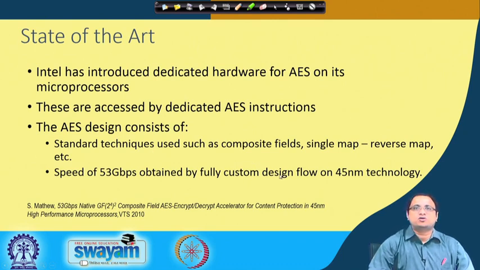The techniques followed are essentially what we have already been studying in this class, like composite fields, single map, reverse map. These are exactly what we have studied, but the engineering is so nice that it ends up realizing a speed of 53 Gbps, obtained by a fully custom design flow on 45 nanometer technology. This was published in VTS 2010. Some of you who are interested can go through this paper.